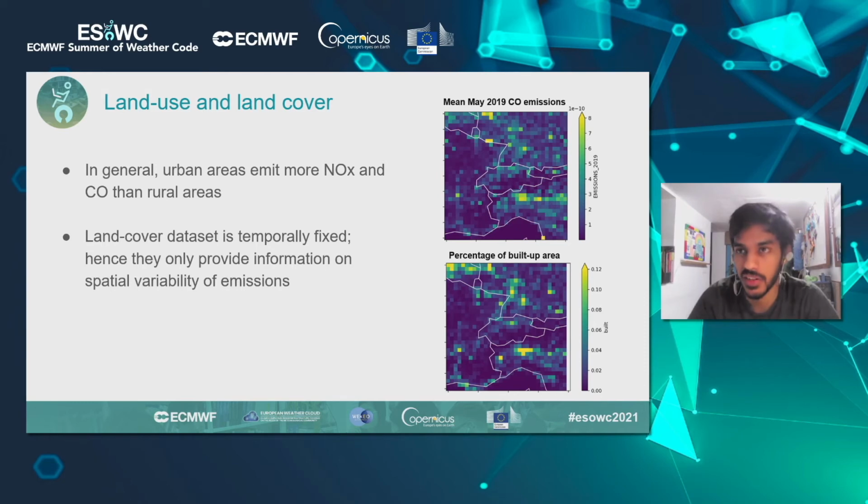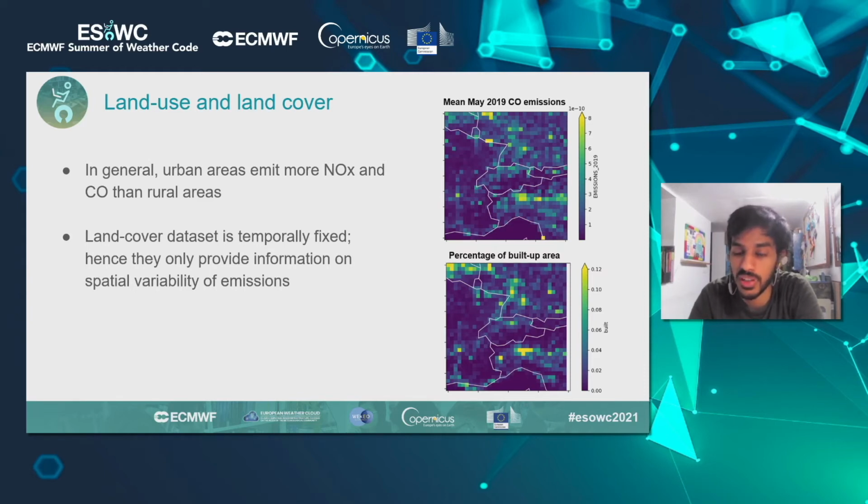So the land use or land cover data that we obtained from Corine is actually an important spatial predictor for emissions data. If you see the figure on the right, the top figure gives us the mean CO emissions for the month of May 2019, and the bottom figure gives us the percentage of built-up area, which is not temporally changing, but it's for the same location. So I see that there's in general good agreement between the emissions and the percentage of built-up area, which is as you would expect, as urban areas tend to emit much more CO and NOx than rural areas.